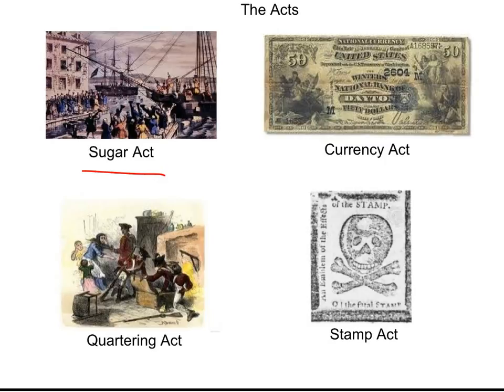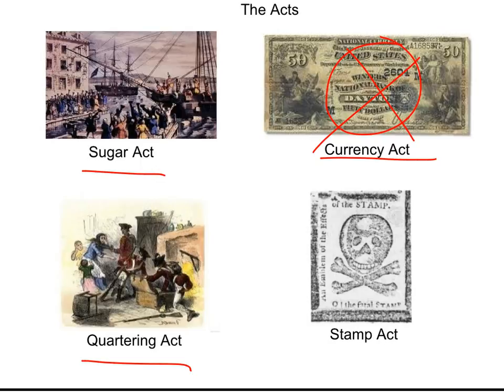This act regulated the exploration of resources, which reduced income and trade, which led to the reduction in the amount of currency available. Then there's the Currency Act, which restricted colonists from printing their own money. Then we have the Quartering Act, which forced the colonists to allow troops into their homes.